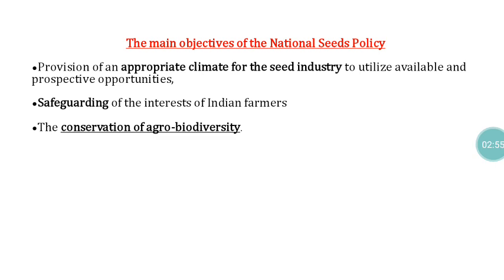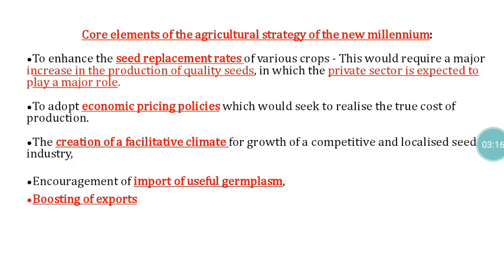So we are going to safeguard the interest of the farmers, and also conserve the biodiversity. Apart from that, we are mainly going to work on the development of high yielding material, for the purpose of increasing the production and productivity of our country. These are all the main objectives of the National Seed Policy. These are all the core elements of the agriculture strategy of the new millennium. As I already told you, we have to enhance the seed replacement rate for various crops.